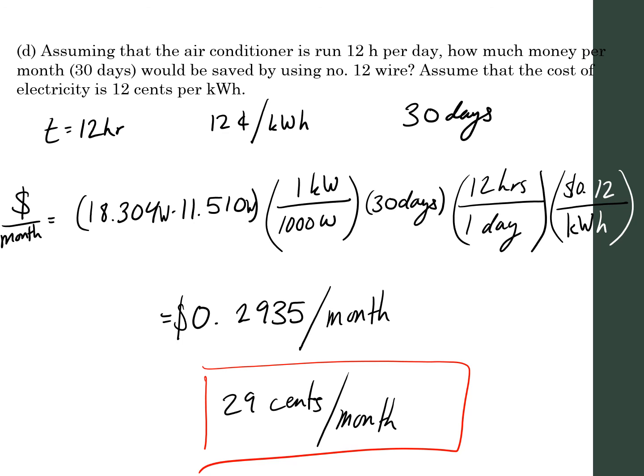So in this particular question, we've used everything from this chapter up until this point to see how power and resistance can help us save money.